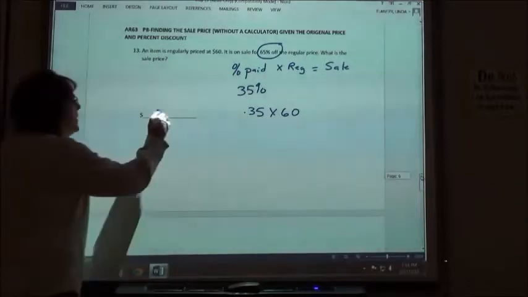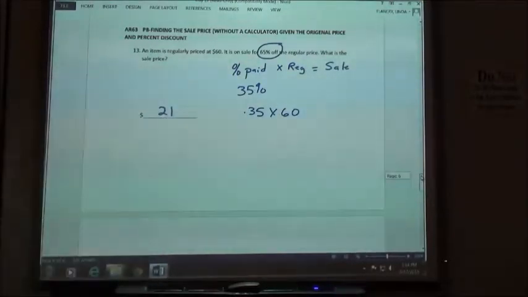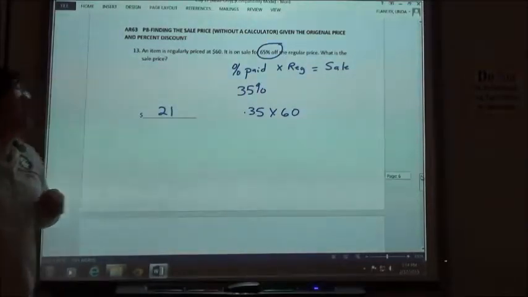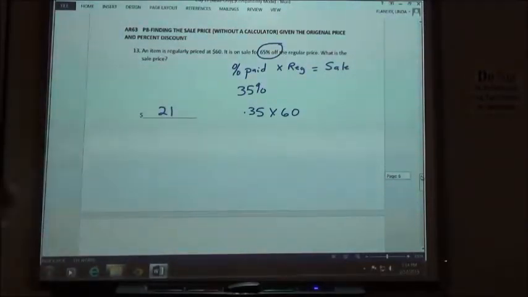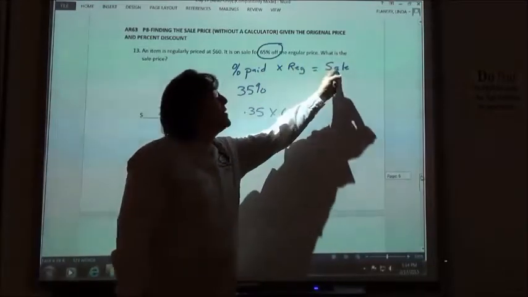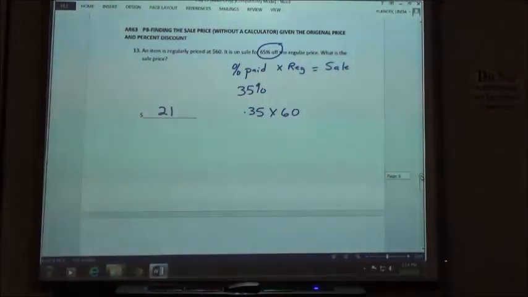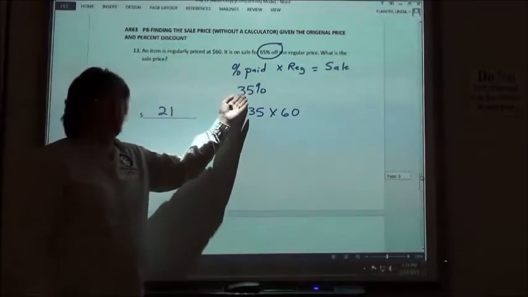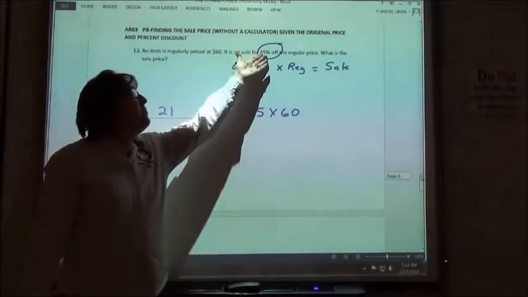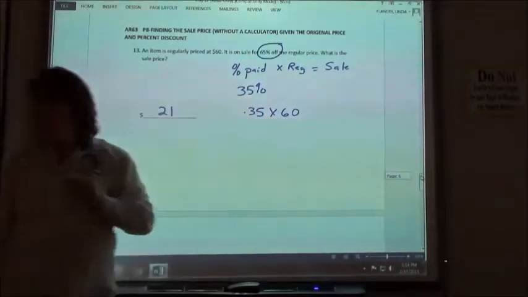21. So it was regularly priced at $60. It's 65% off. I'm only going to pay $21. That is so much easier than... Well, I could show you a different way to do it if you wanted to. But because I know that you're going to have to find the regular price, knowing the sale price, this is the easiest way to do it without having to memorize a bunch of formulas. So this is in business math called the complement. If it's 65% off, I pay 35%.